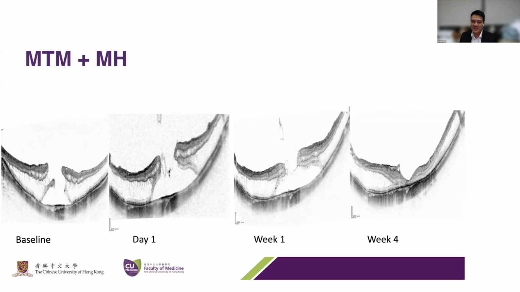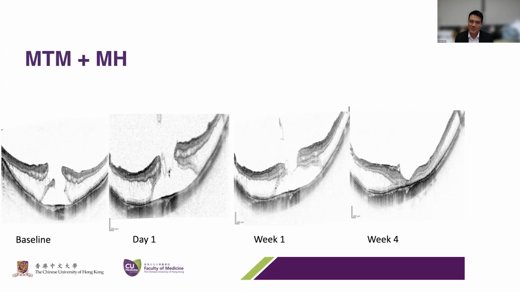And I have another similar case which also worked beautifully. This is another case with MTM and also macular hole. And you see that by week 4, the macular hole closed already, and most of the macular schisis resolved. Well, I would argue that in MTM, the macular schisis, even when you use gas, sometimes takes 3 to 6 months or even up to a year to be fully absorbed.